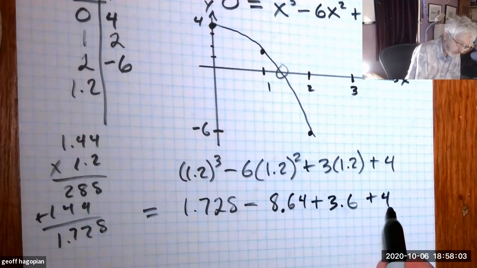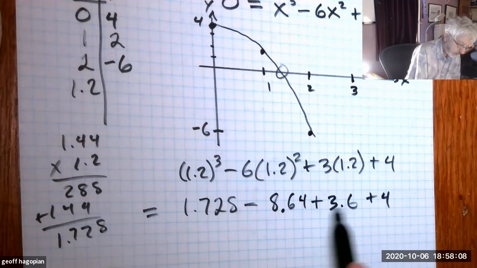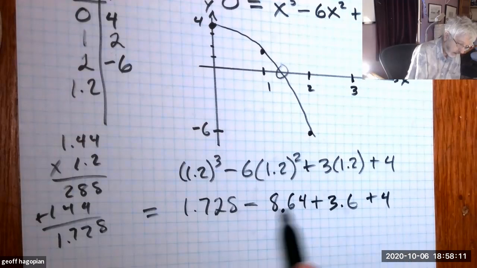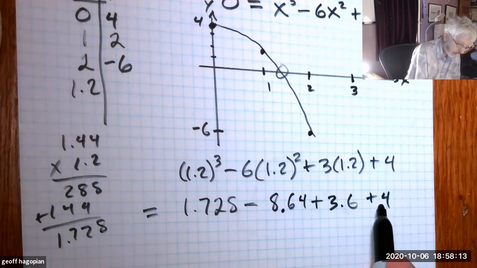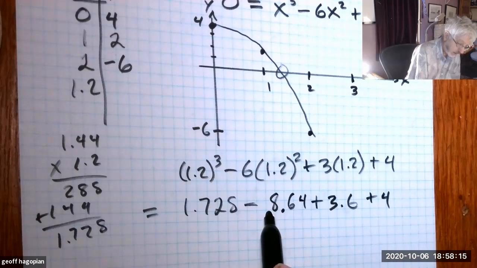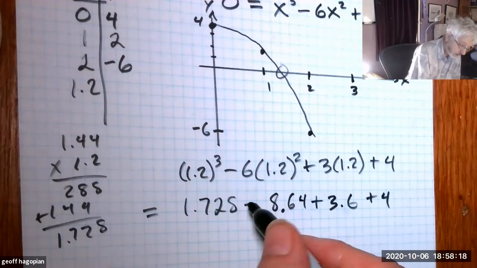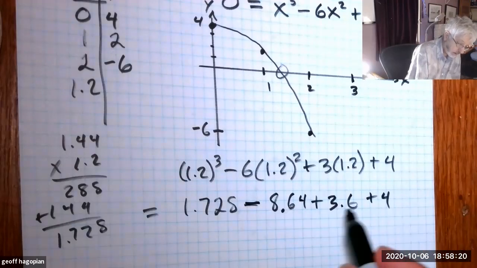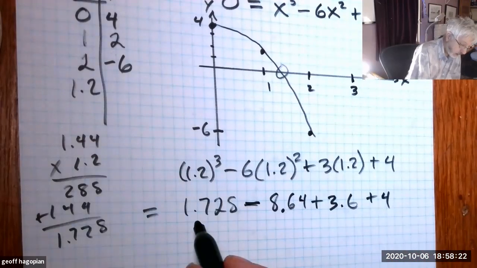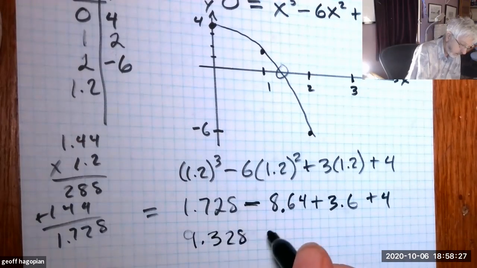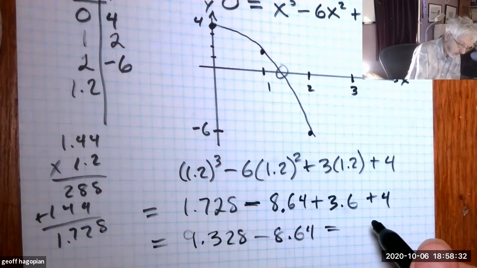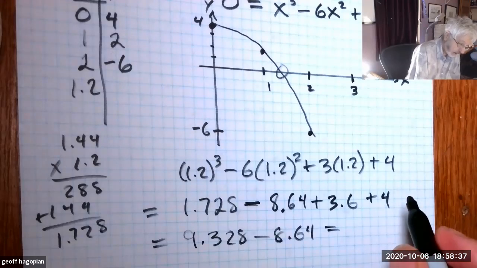So how do we add these up? Let's see. Sometimes it makes sense to add the positive values first. And then we'll see, is that close to 8.6? So we could be close to 0 because we're subtracting 8.6. So there's going to be like 9.328 minus 8.64. And that's going to be, well, less than 1. Positive, but less than 1.